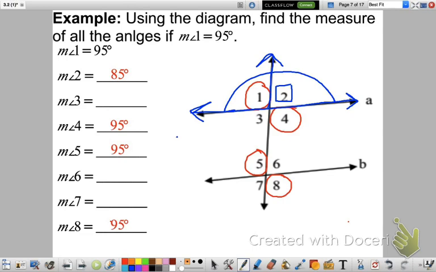Now, similar thought process. I can get 3 from 2 because it's vertical. I can get 6 from 2 because they're corresponding. And lastly, 7 and 2 are alternate exterior angles. So, now I know the measures of all my angles.